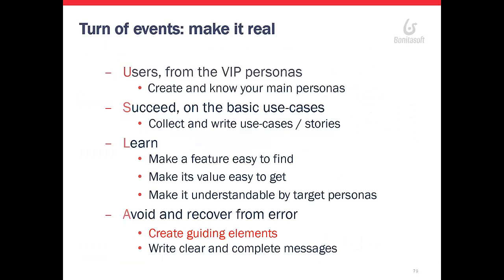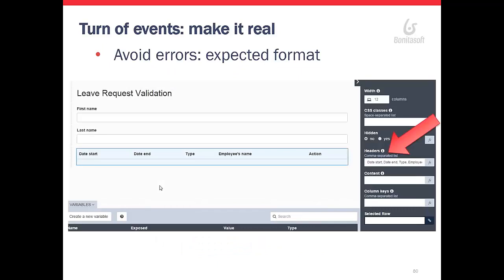Then create guiding elements to avoid and recover from errors. For example, here we have used the caption property to say what we expect here is a comma-separated list of elements. So the user does not have to wonder if it's separated by commas, spaces, or something else, so the errors are avoided. And this can be just used as any input field or any text field that you will have in the UI designer.